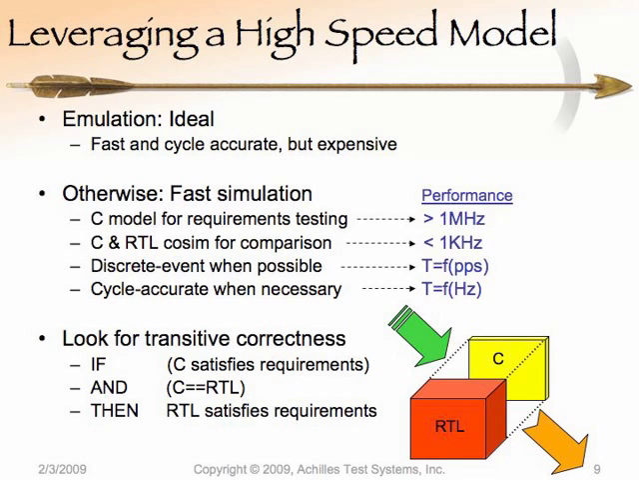So when you have a C model in particular that is being used for architectural testing, the RTL often cannot be run for enough cycles to prove that the architecture is satisfying requirements. And so what you need to look for is a sense of transitive correctness. So I've tested the C, and I know the C is equal to the RTL, and so I know the RTL satisfies requirements.